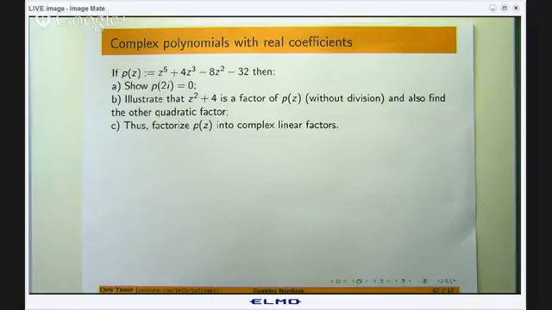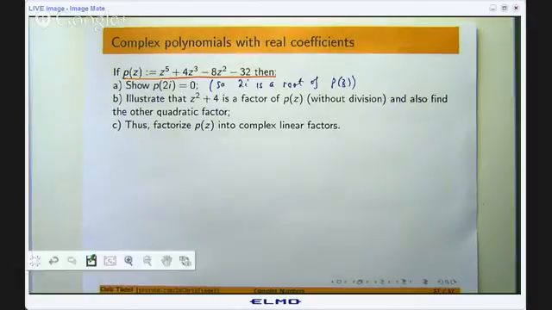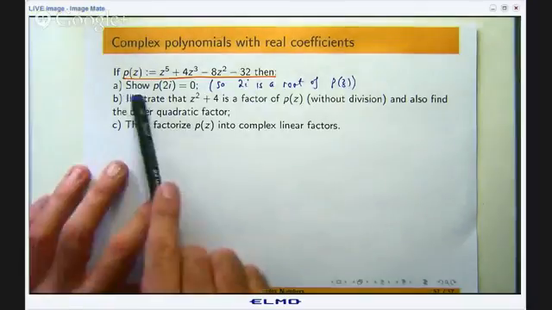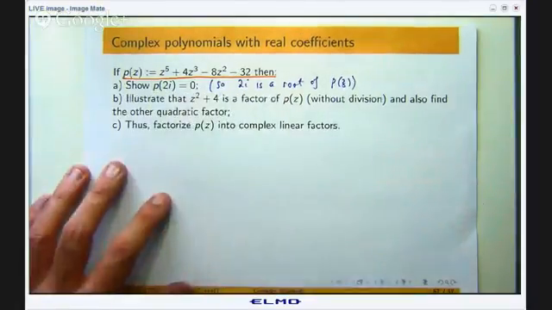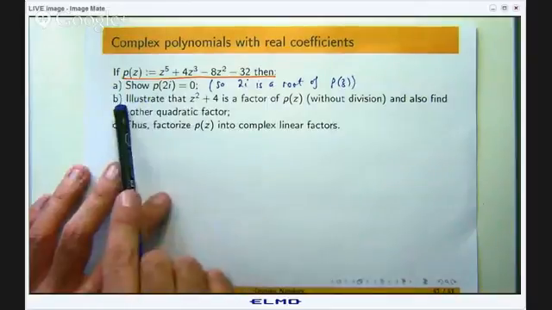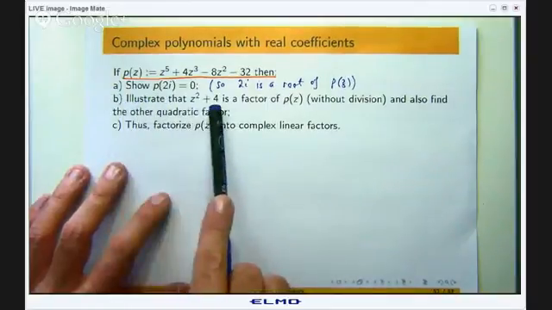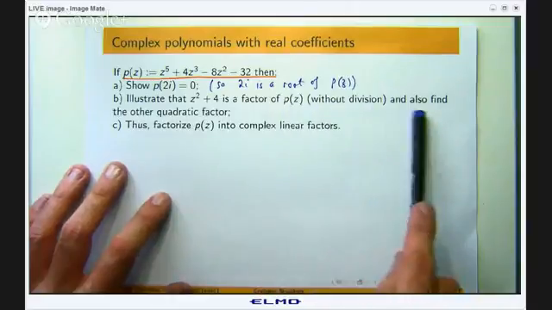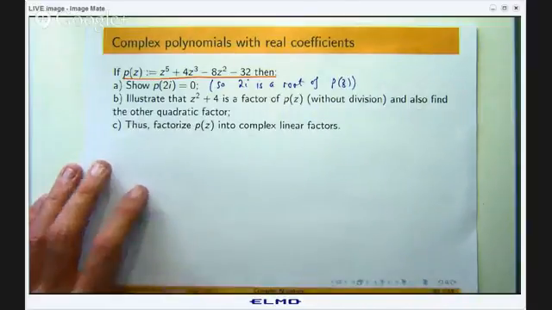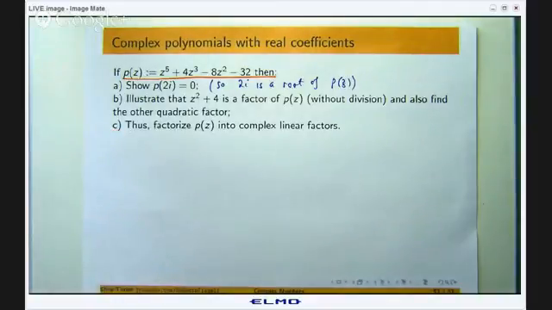We're asked to illustrate. Oh, hang on. Let me just. There we go. Okay. So we're asked to show that p of 2i equals 0. So 2i is a root of the polynomial. Secondly, we're asked to illustrate that z squared plus 4 is a factor of the polynomial without long division, and also find the other quadratic factor, and thus factorize p into linear factors.